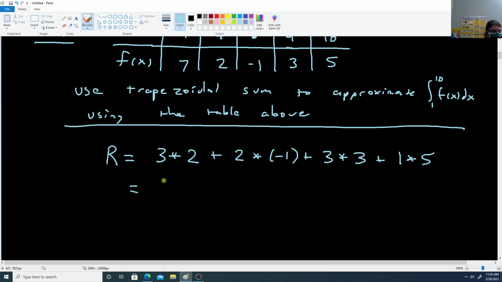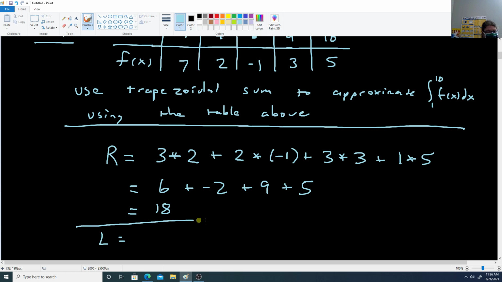So total these up, I get 6 plus negative 2 plus 9 plus 5. So 6 plus negative 2 is 4. 4 plus 5 is 9. 9 plus 9 is 18. So my right endpoint approximation is 18. Now I need to come up with my left endpoint approximation.